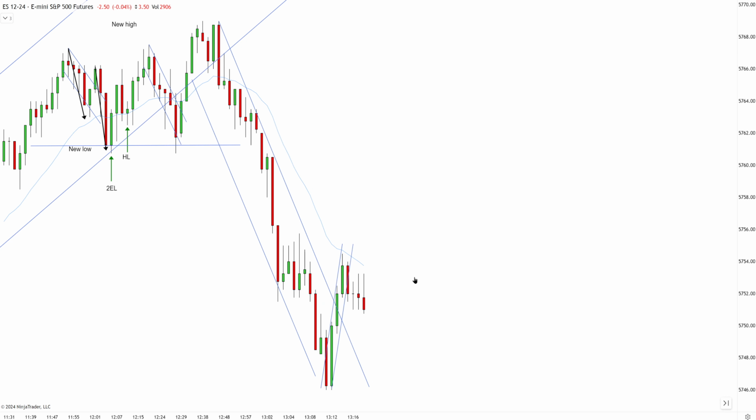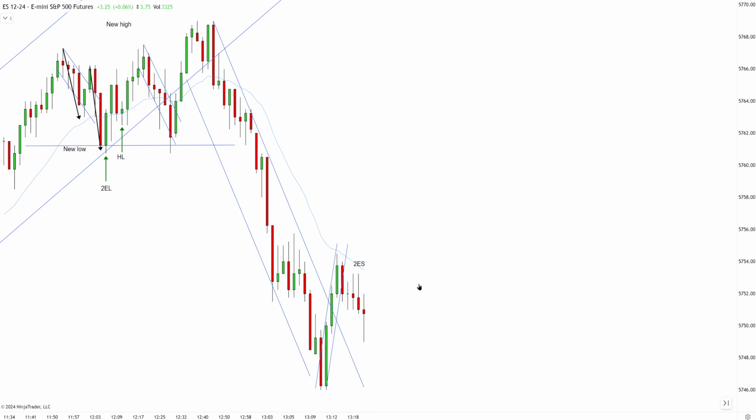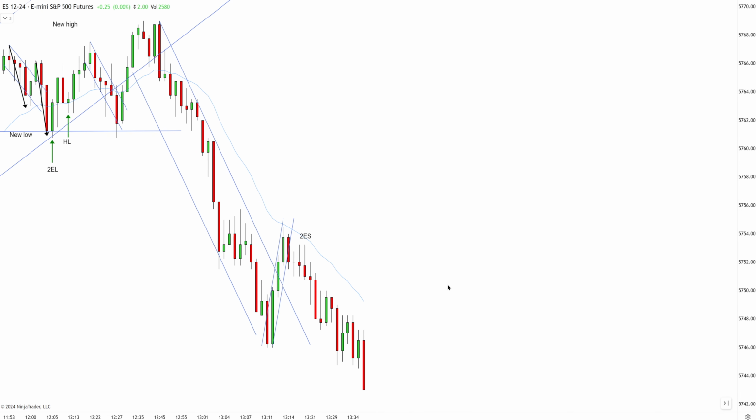Can we get a second entry short? Yes, you have a second entry short here, but it's not fully at the EMA. You know, you're probably gonna go lower, but I really like to see a setup near the EMA. So I gotta be careful. It ended up working perfectly. Break and push to new extreme.